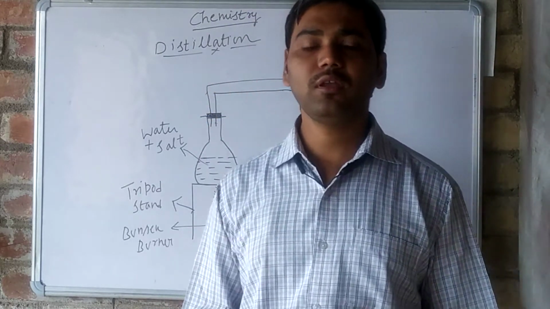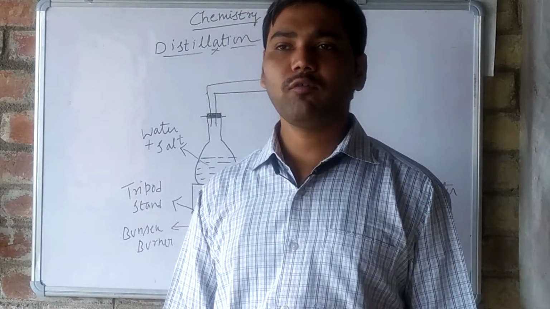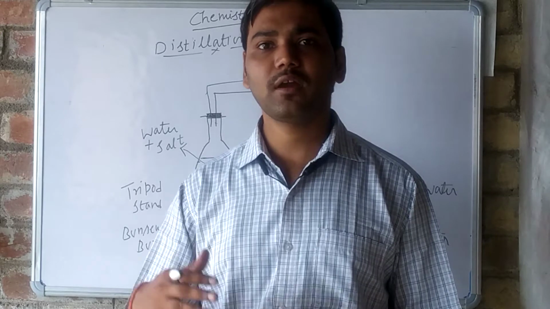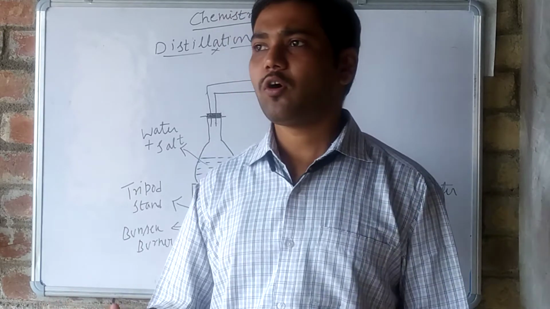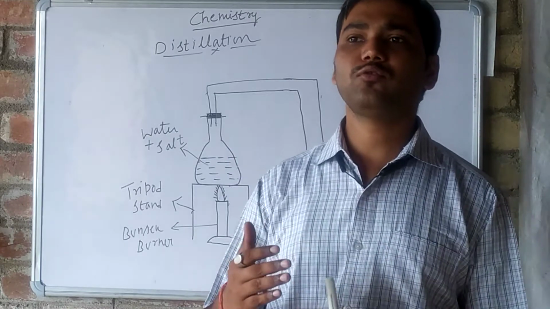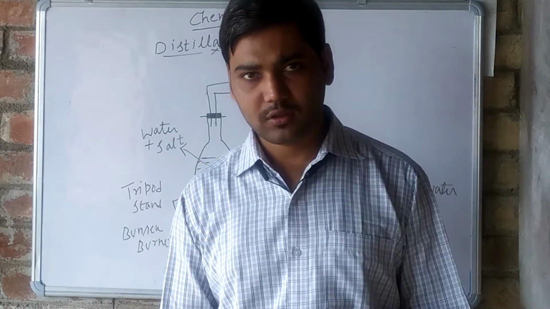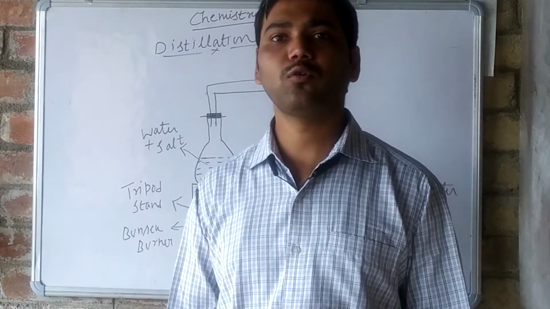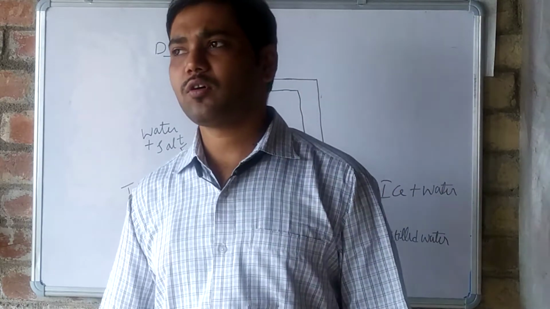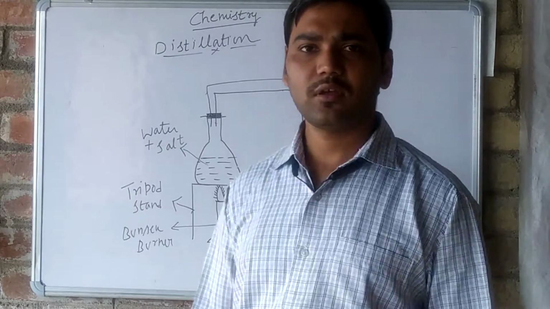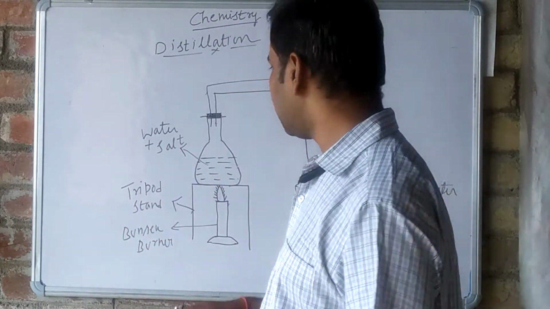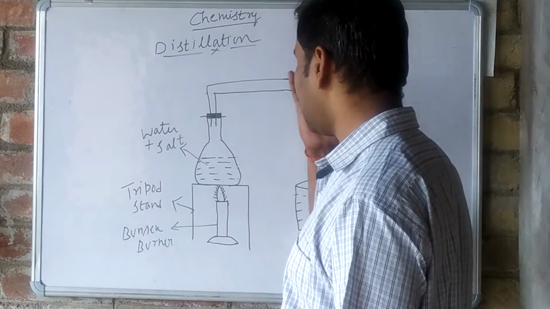Distillation is actually the removal of water from the solution. A solution we can say is a homogeneous mixture, or we can say a heterogeneous mixture. A homogeneous mixture means a solution of water and salt, or water and sugar. And a heterogeneous mixture we can say is a mixture of water and salt. This is also homogeneous. So what happens in distillation?